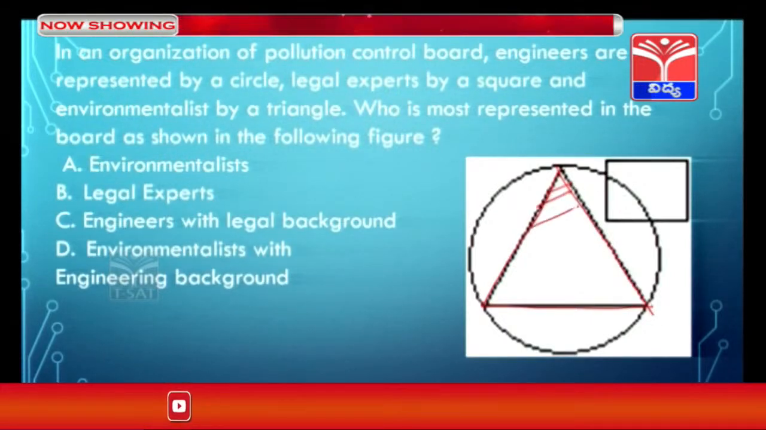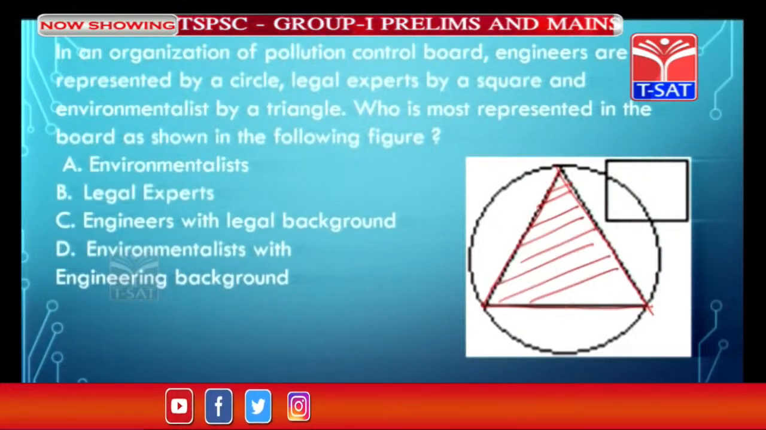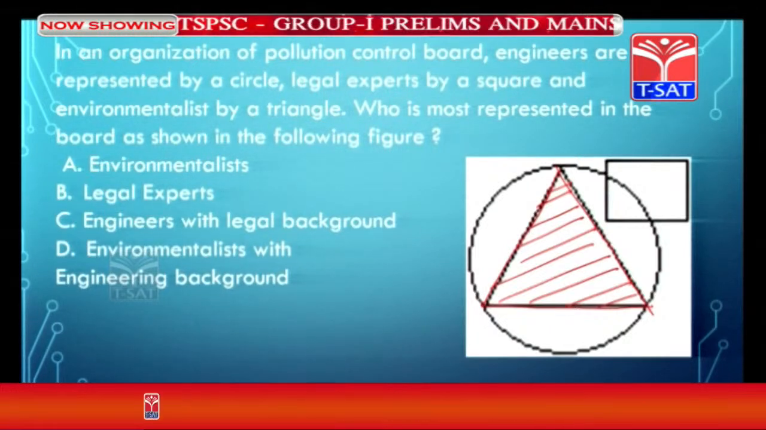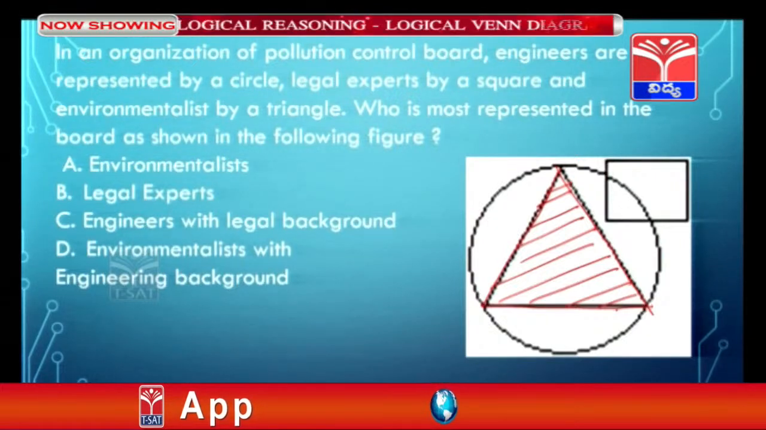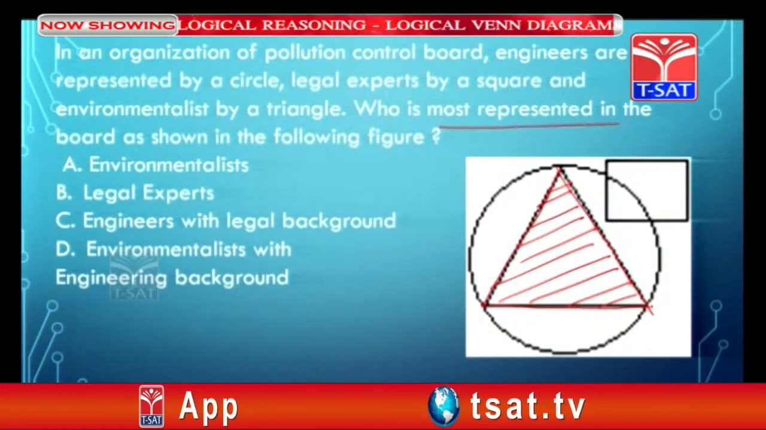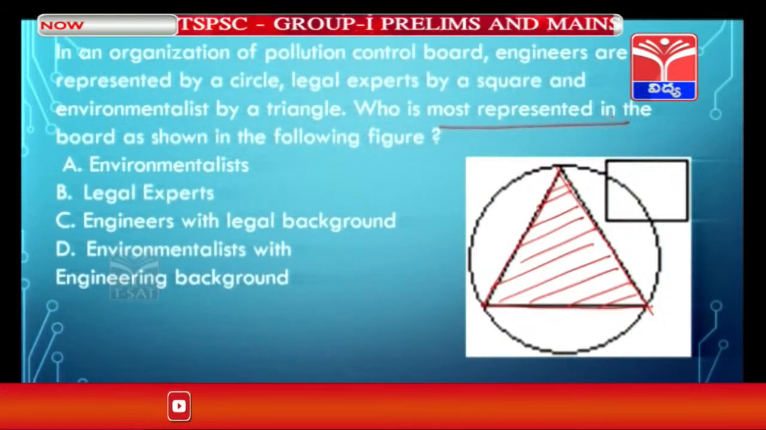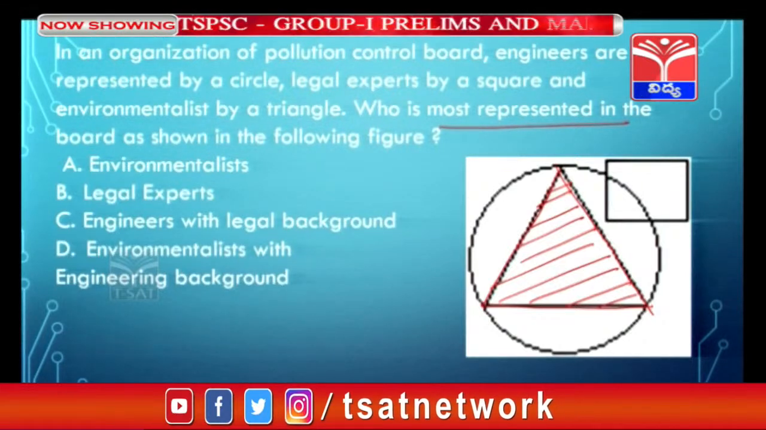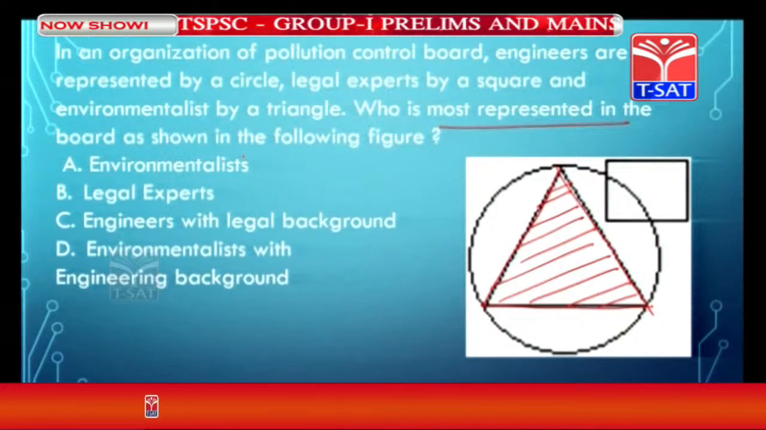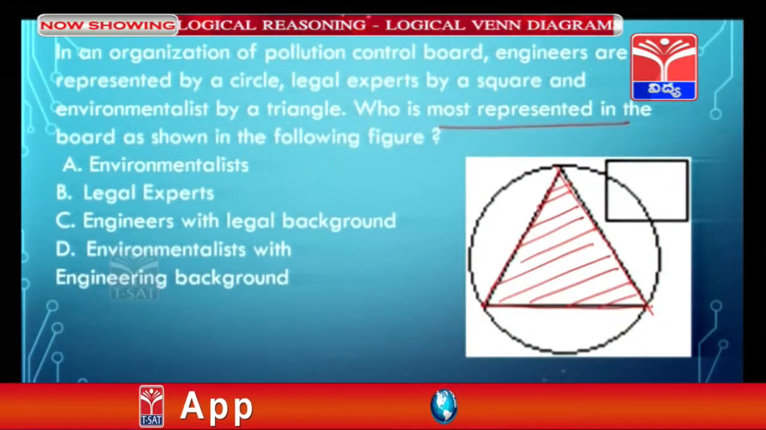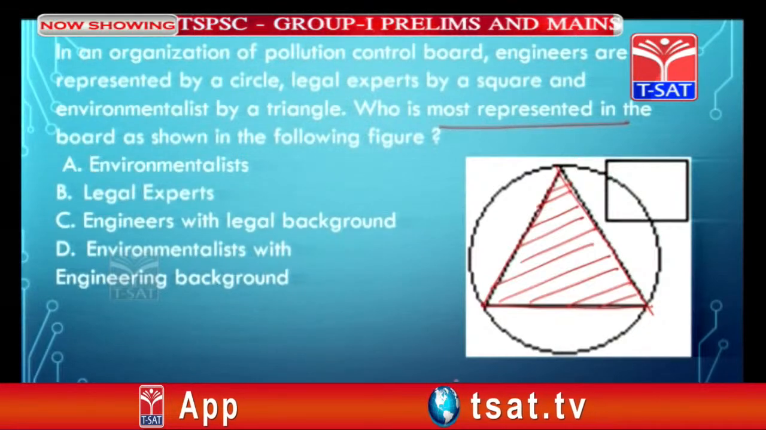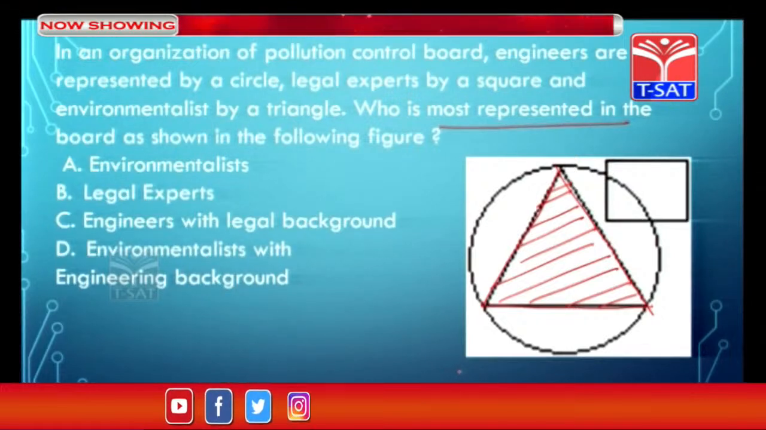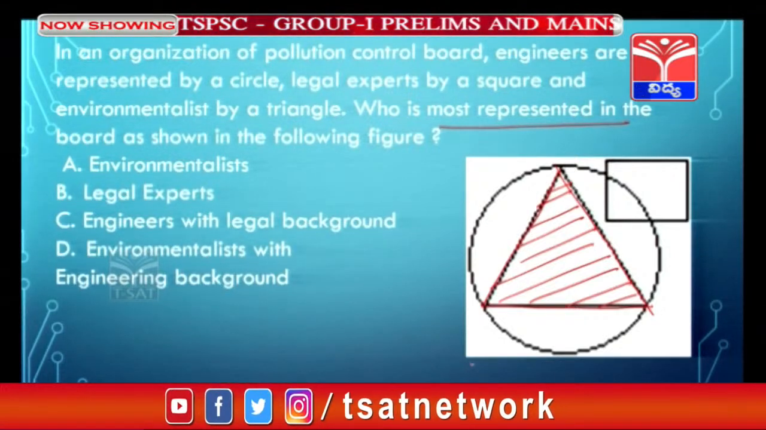This area is a common area for circle and triangle, which covers the maximum area. What is the question asked? Most represented means which comes under both triangle and circle. What is triangle here? Triangle means environmentalists and circle means engineers. So, the engineers with an environmental background or environmentalists with an engineering background is the correct answer.